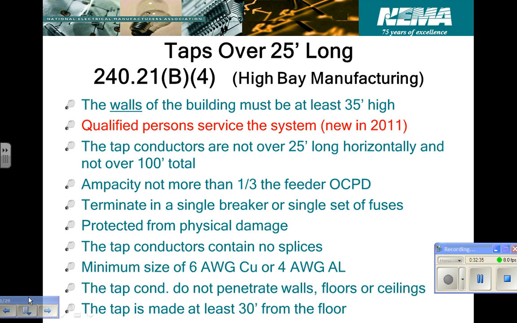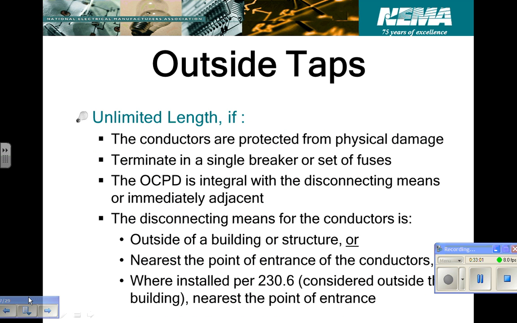Once again, I almost never talk about aluminum, but there you have the number 4 aluminum. Tap conductors do not penetrate walls, floors, or ceilings. The tap is made at least 30 feet from the floor. That's kind of mysterious stuff. Don't worry about it. We're not going to be using this rule. This has less to do with what we're going to be talking about than the other stuff in this slideshow.